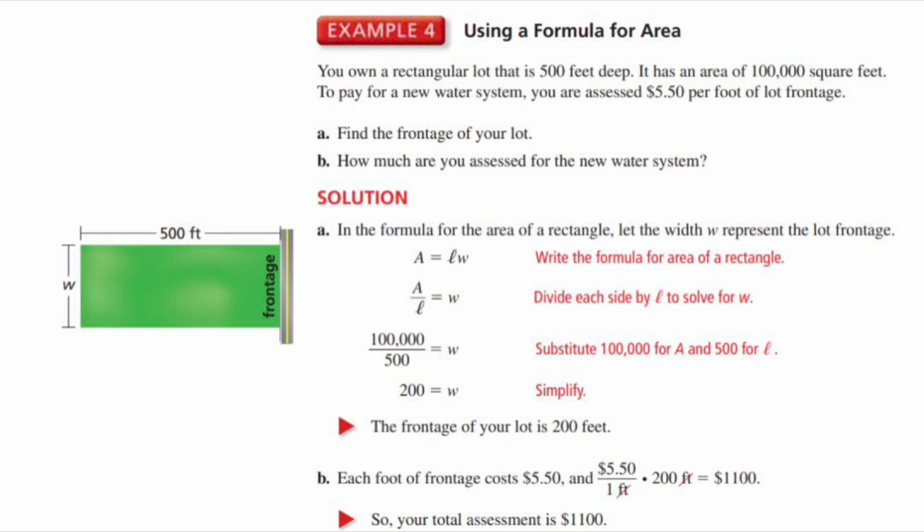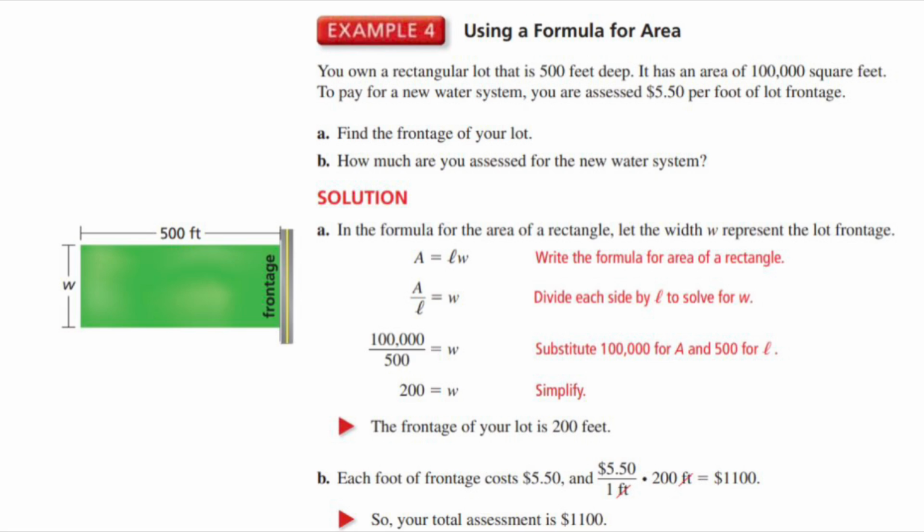So this is another example from a different textbook, and it's using the formulas to find the area. First, you have a rectangular lot that's 500 feet deep and an area of 100,000 square feet, and you are assessed $5.50 per foot of lot frontage. So you have to find out what the frontage of your lot is and how much you're going to be assessed for the new water system. In this formula for the area of a rectangle, you let width W represent the lot frontage.